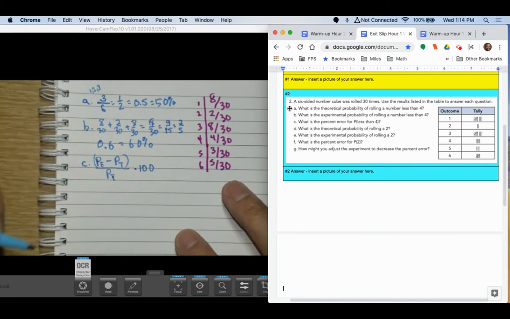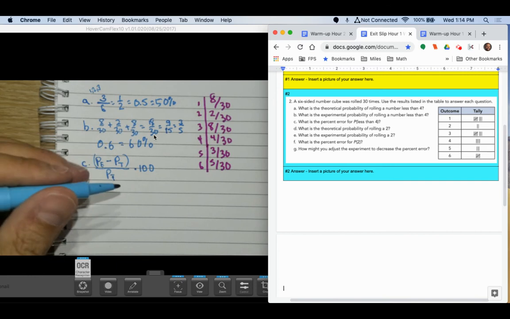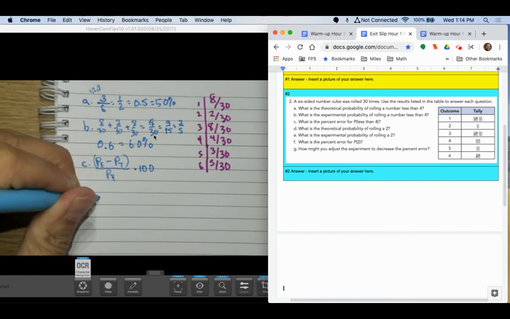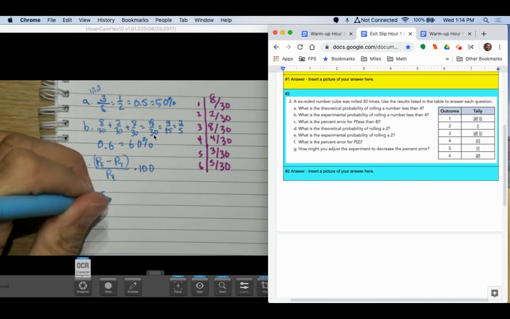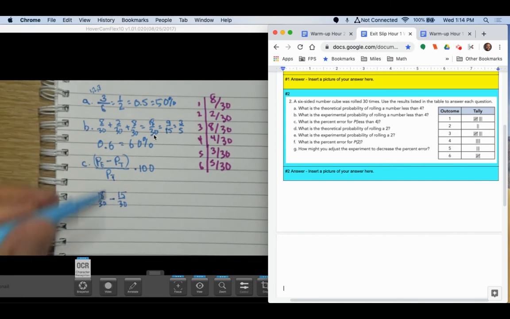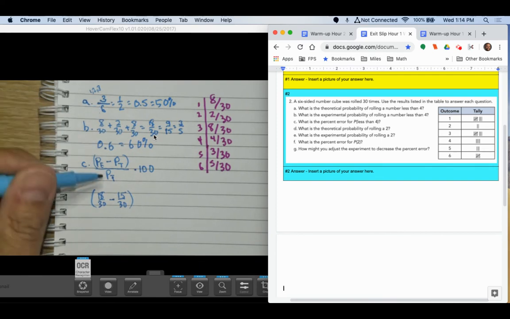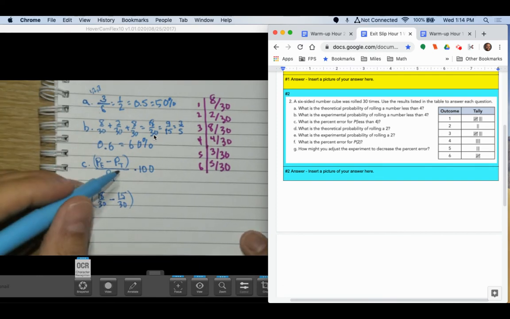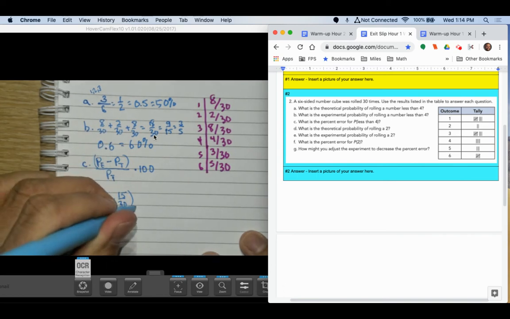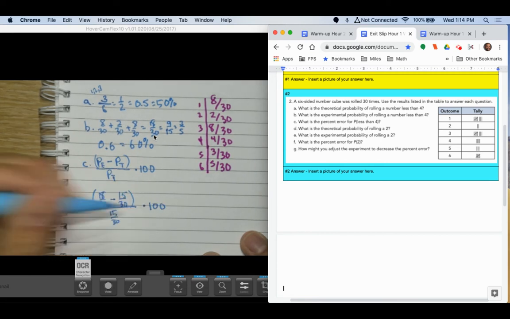So if I take a look at this, I say we go with our initial one right here, the 18 over 30, because that's easy to work with. So if I'm solving this, 18 over 30 was the experimental, minus 15 over 30. Where did I get the 15 over 30? Well, my probability was 3/6. I just converted it into 30ths, so it's easier to work with. 15 30ths is the same as 3/6. I would divide that all by 15 30ths, and then I would multiply that by 100.